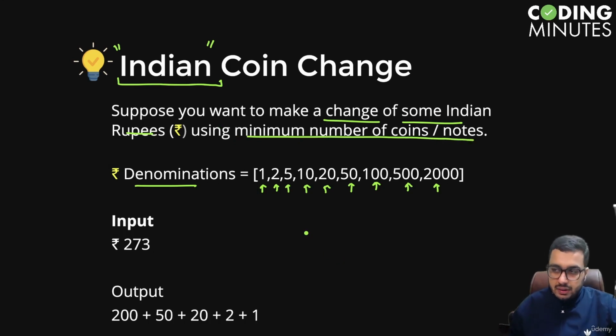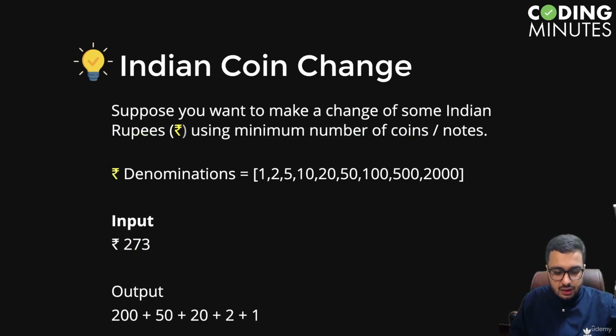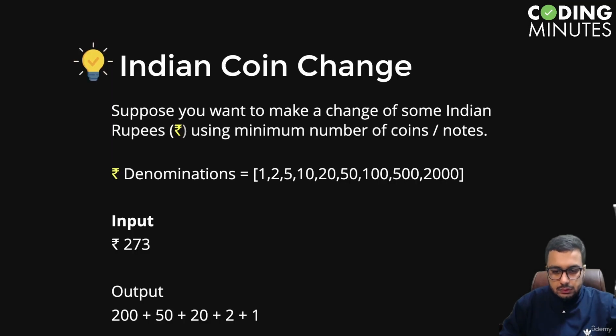For example, if I give you rupees 273 and I ask you to try to break this down into these denominations by using the minimum number of coins or notes, the way we generally do it in India, we will say, okay, we have 273 rupees and we have the largest. Okay, let's discuss this greedy strategy.